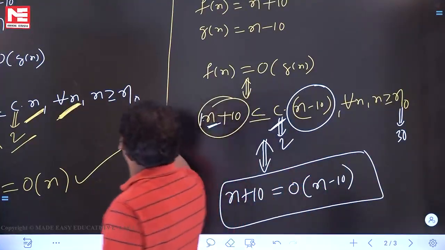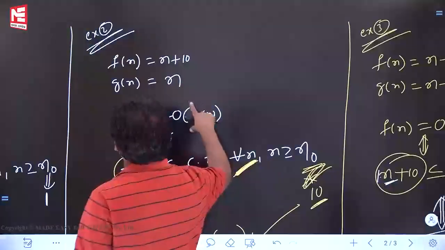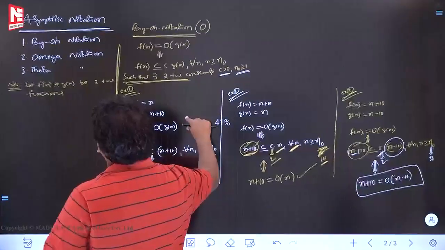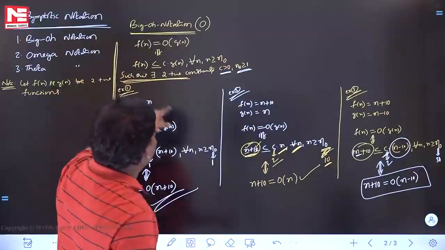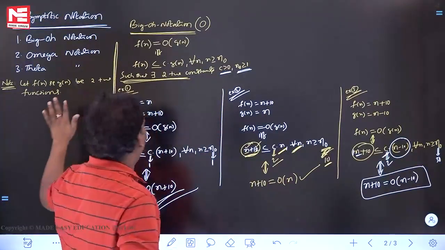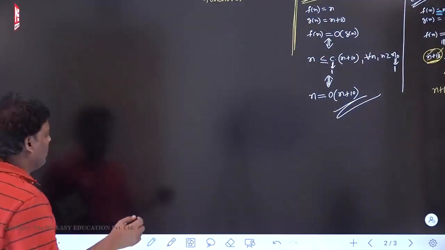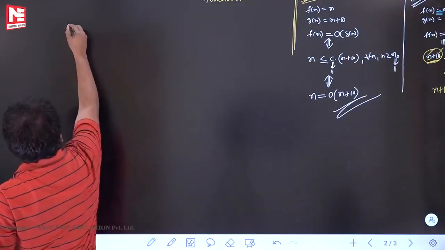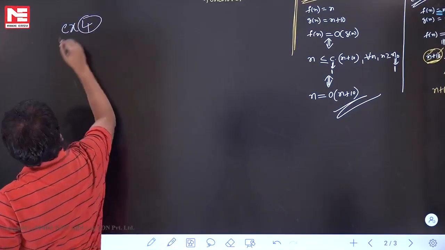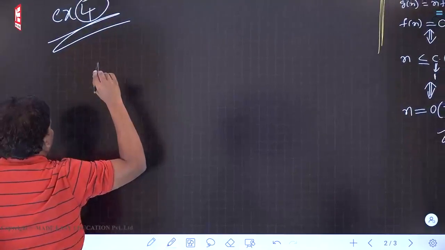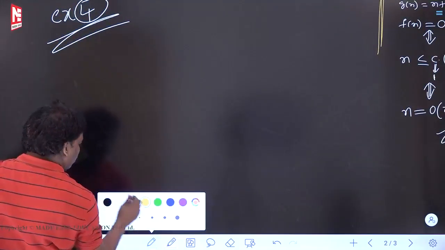Let's go to one more example for big O. So this is the big O, the total big O story is this one. Asymptotic notation, big O notation, I think 3 examples I have given. Let's see one more interesting example. See this also. See example 4. Example 4 I am explaining, please see this.